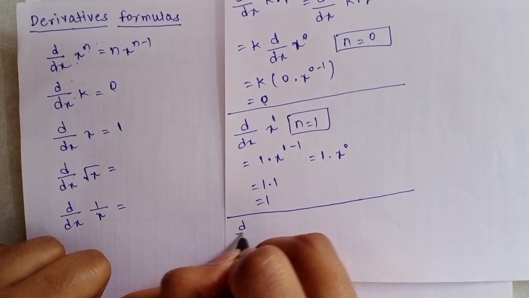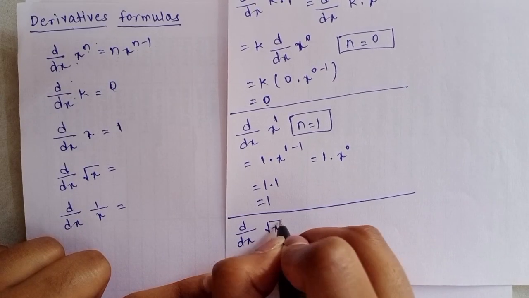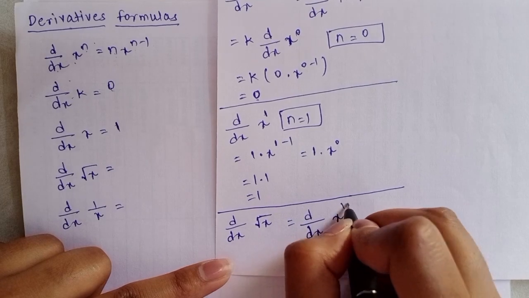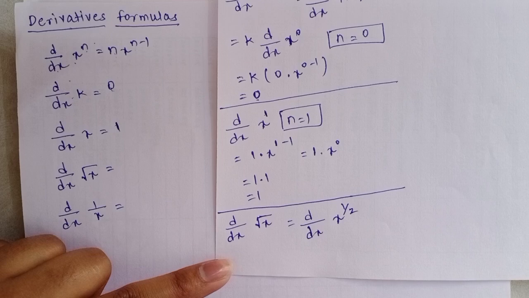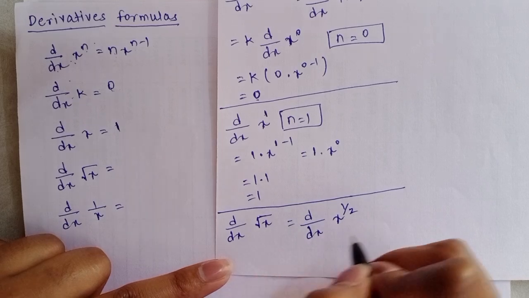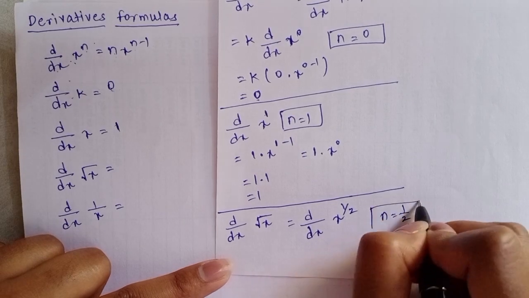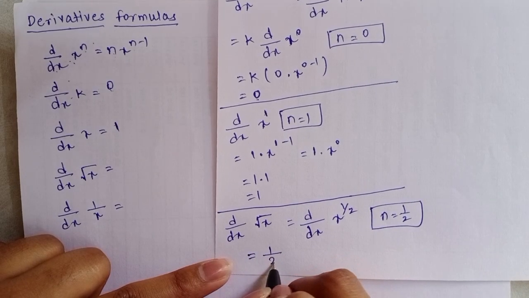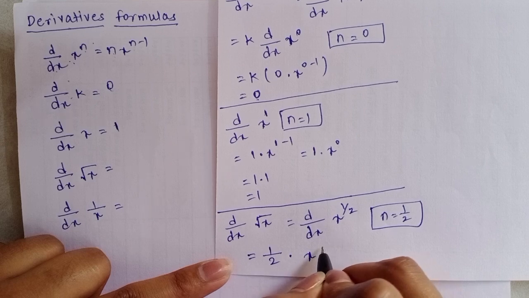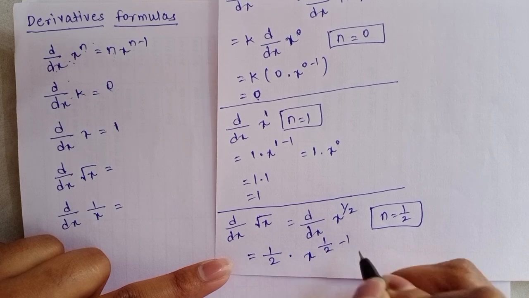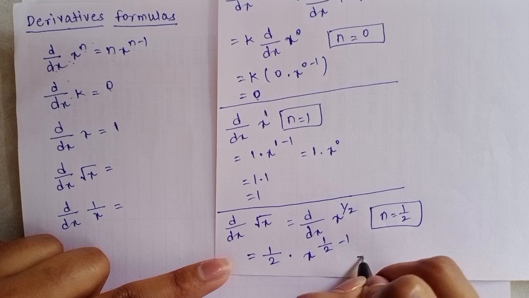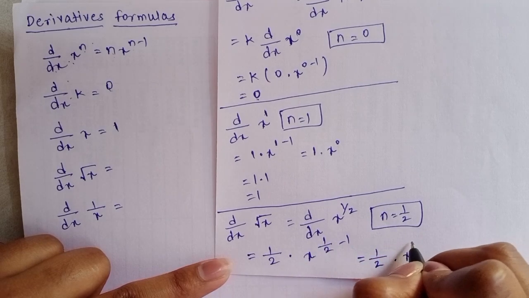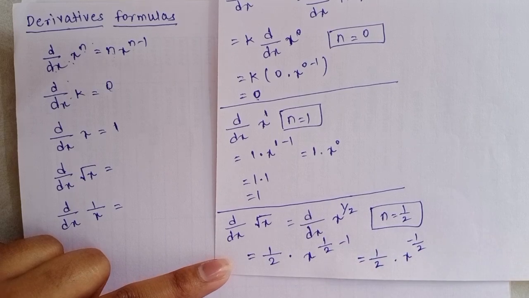Now let's understand derivative of root x. We can write root x as x raised to 1 by 2. Again we can compare that. So here n is equal to 1 by 2. Its answer can be n, that is 1 by 2, into x raised to n minus 1, that is half minus 1. So 1 by 2 into x raised to half minus 1 is minus 1 by 2.